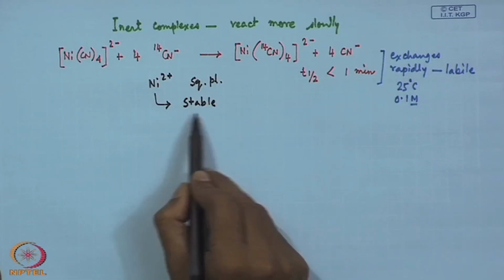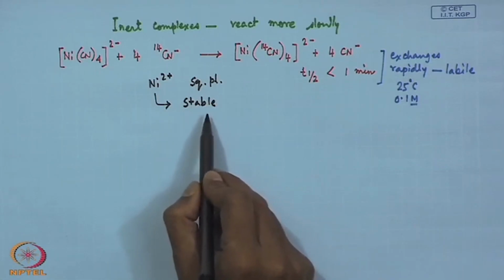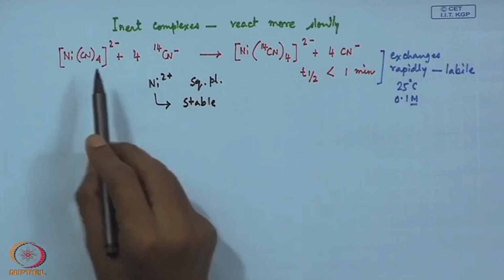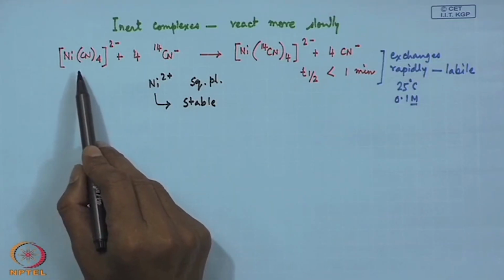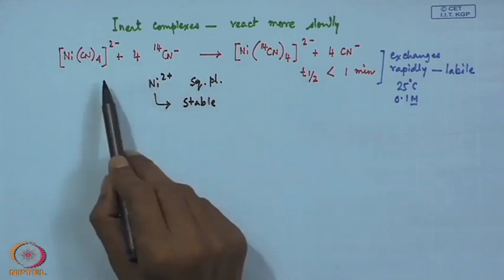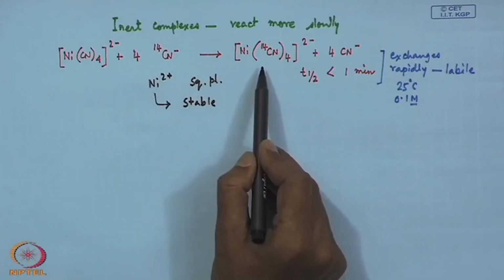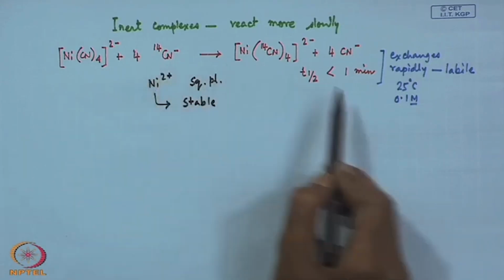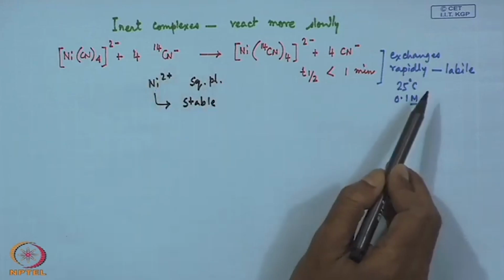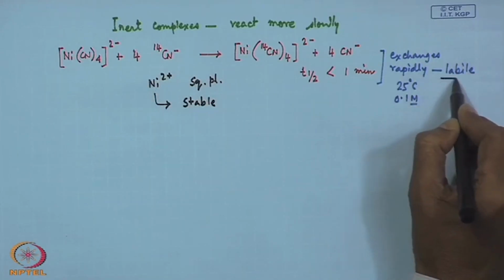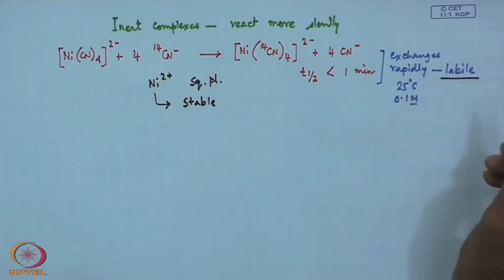and this is basically a stable complex. So, from the thermodynamic point of view, we get a compound which is a very stable one, we all know. But when we talk about the corresponding exchange reaction with, say, radio labeled cyanide, we find that it exchanges quite rapidly, and from the kinetic point of view, it is a labile complex.